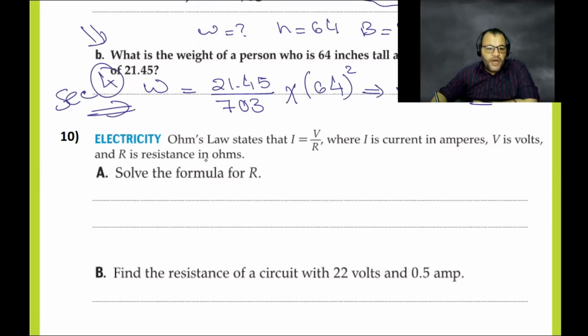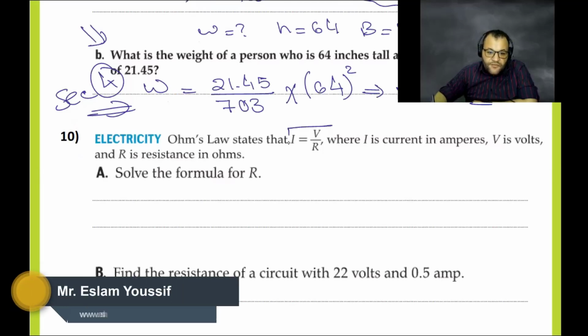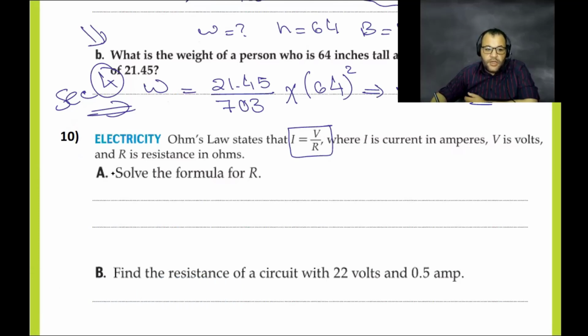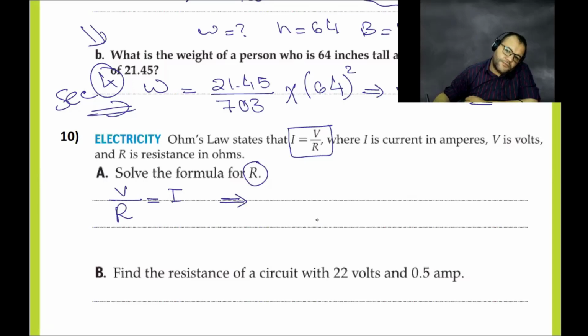Now we have Ohm's law. That is the formula that we have: I equals V over R, where I is in amperes, V is in volts, and R is the resistance in ohms. We need to solve for R. So V over R equals I. How are we going to solve this one? We multiply by R on the other side, then put I down.